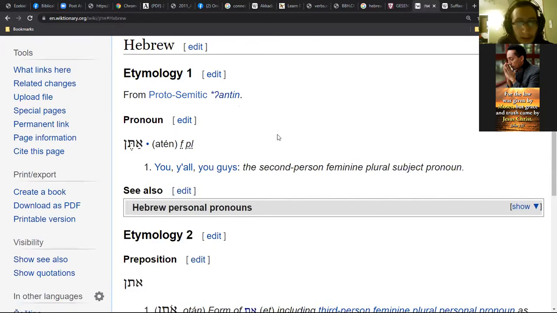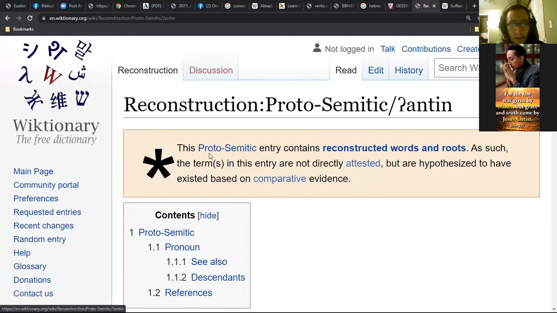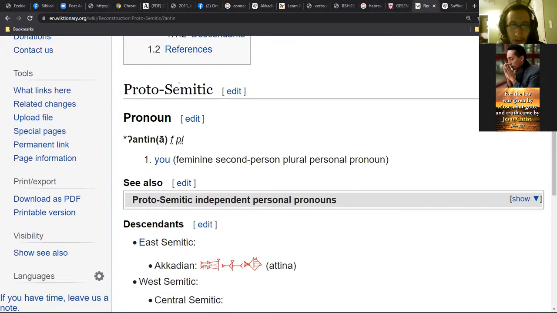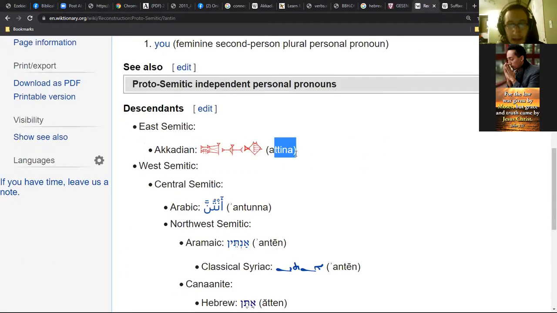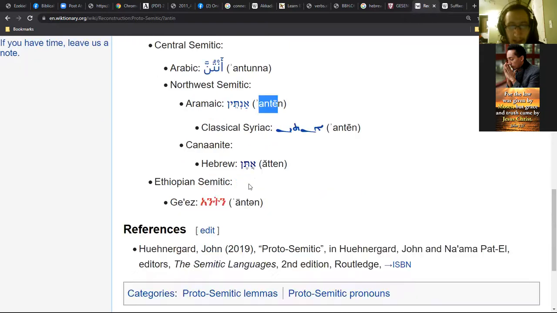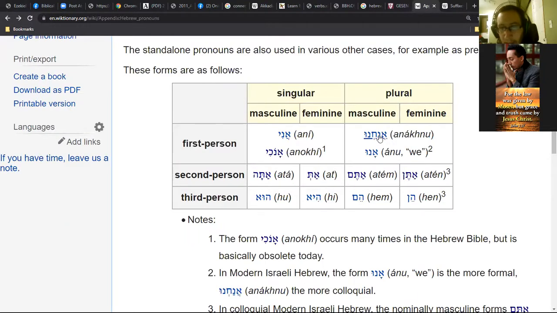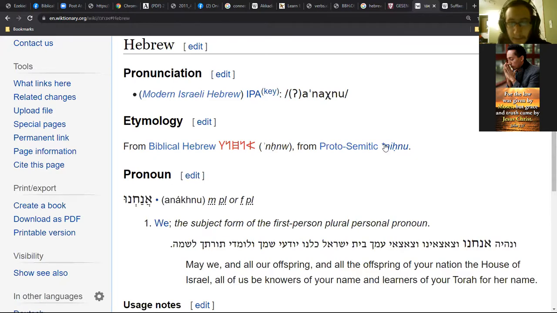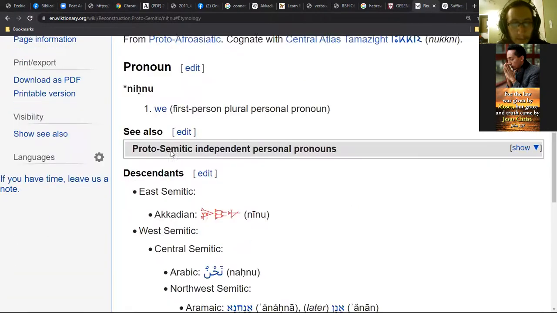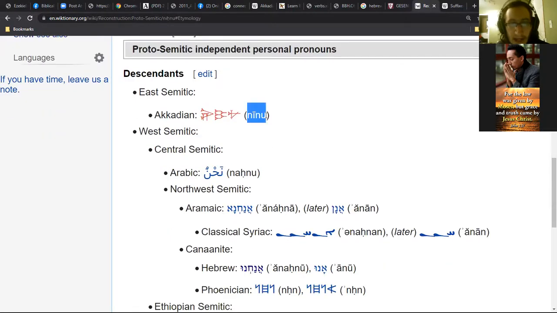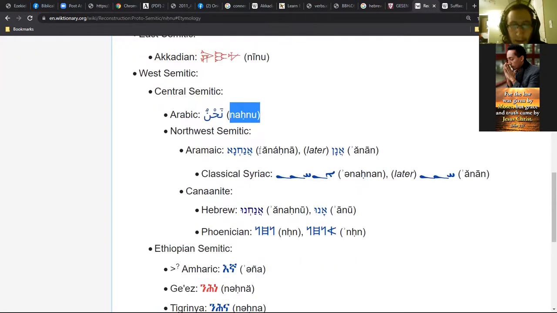Same thing for Atam. You go to the Proto-Semitic, basically, the original Hebrew of what scholars think the original Hebrew is. Atina for Akkadian. But again, Arabic originally had a noon, Aramaic, and Ethiopic. And then we have, let's see this one. So Akkadian just has ninu. It doesn't have the aleph at the beginning. Arabic agrees without the aleph at the beginning. Aramaic agrees with Hebrew. It has anachna.